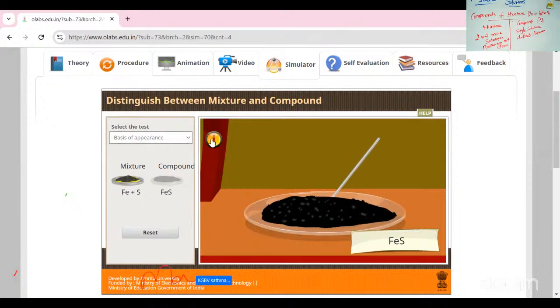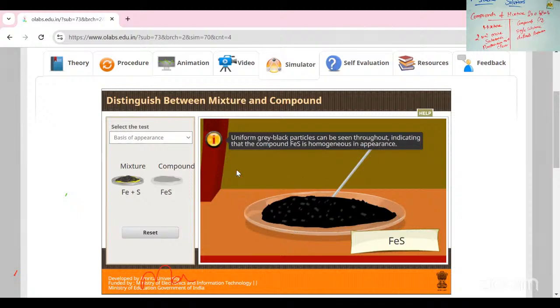There is no change. The uniformly gray-black particles seen throughout indicate that the compound is FeS, with a homogeneous appearance. So this is the compound nature. The first one is a mixture, and this is the compound. On the basis of appearance, we can separate which one is a mixture and which one is a compound.